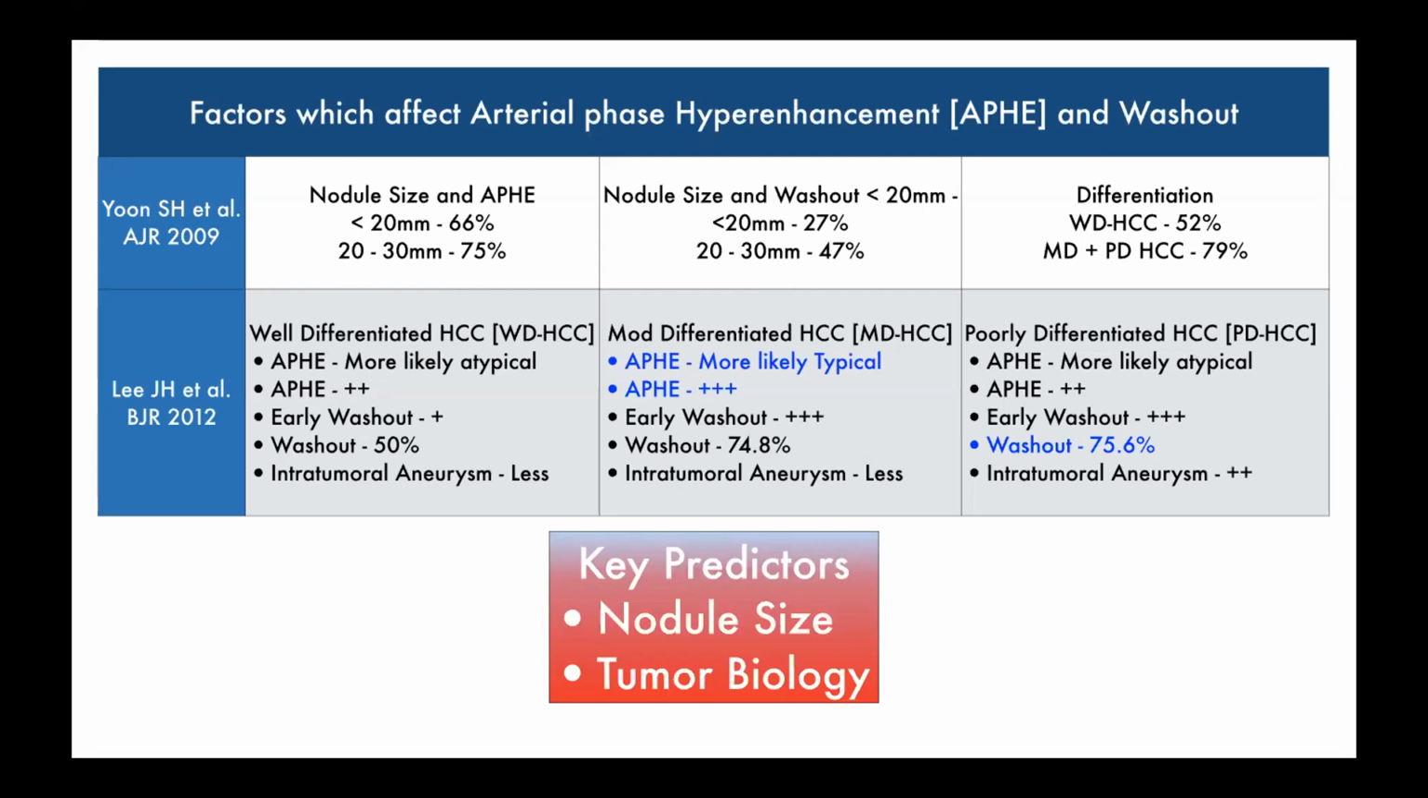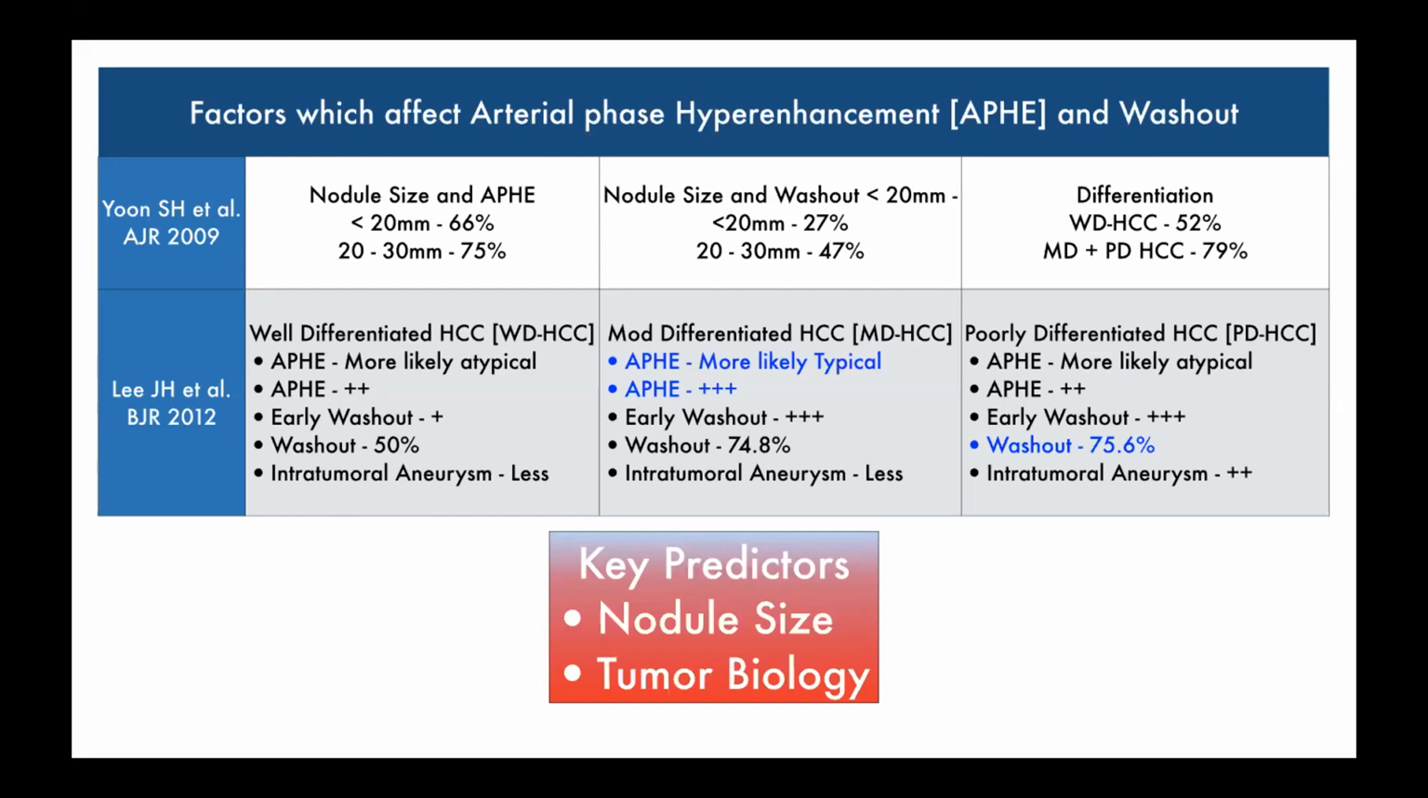Now, what is the impact of this pattern of differentiation on the pattern of enhancement and washout? Please remember, in small HCCs, usually below 2 centimeters, the arterial phase hyperenhancement is not as robust as you would see with larger and moderately differentiated HCCs. Poorly differentiated HCCs tend to enhance to a lesser extent, with a higher degree of ischemia and necrosis.